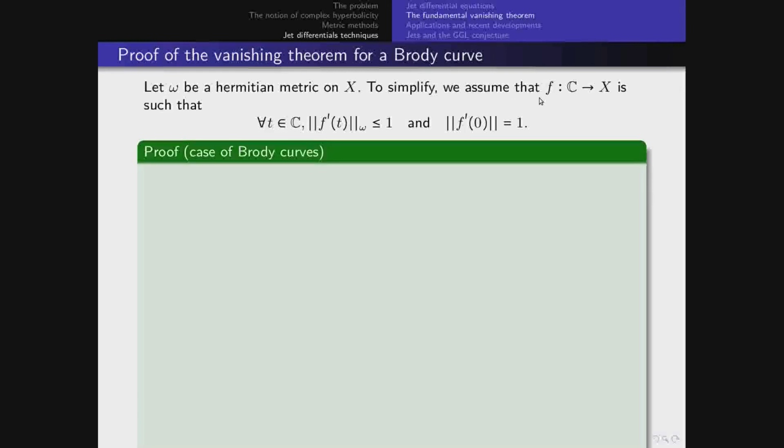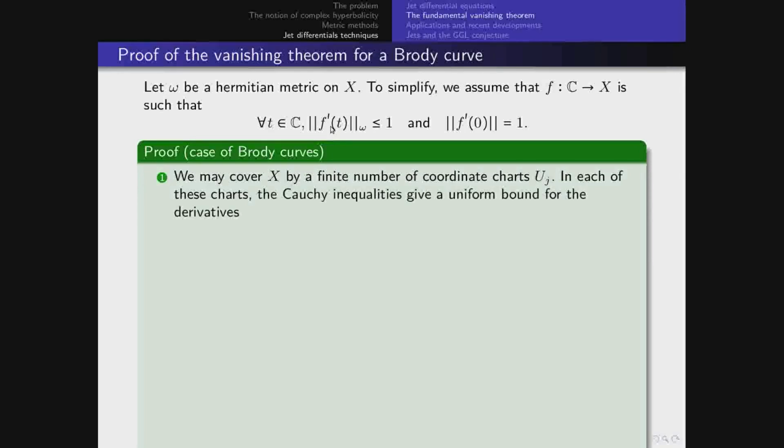And so now we can prove the theorem in this case. First we will cover X by a finite number of coordinate charts, and we will remark that in each of these charts, since we have an upper bound on the norm of the derivative of f, you can apply Cauchy inequalities to give an upper bound for all the derivatives.